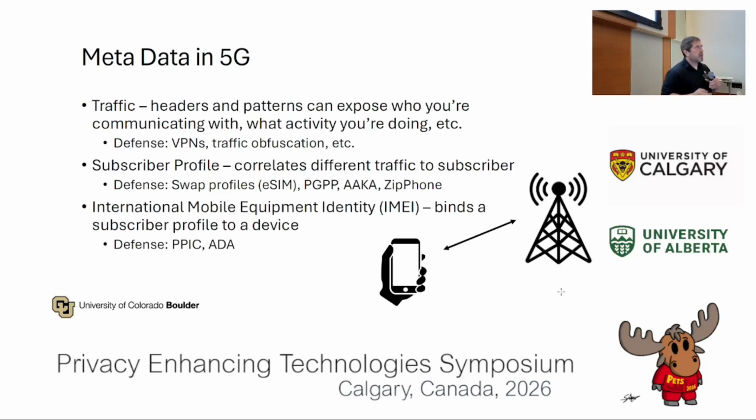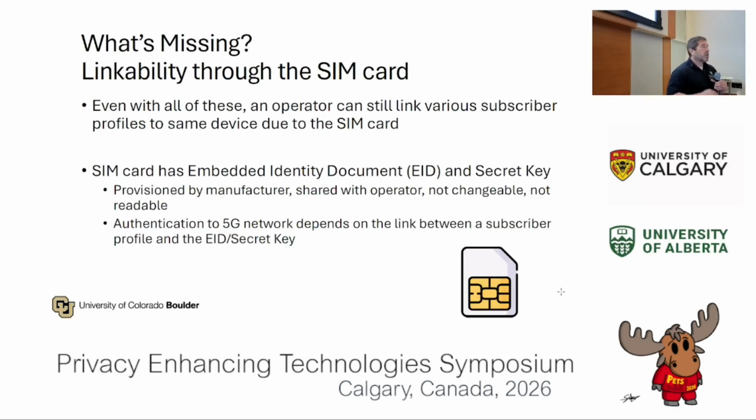All right, moving down the stack, we have the IMEI. This is an identifier on the modem, much like a MAC address in Ethernet, and this can bind a subscriber profile to a particular device. And there have been defenses to work around this, and I list a couple there. So what's missing?